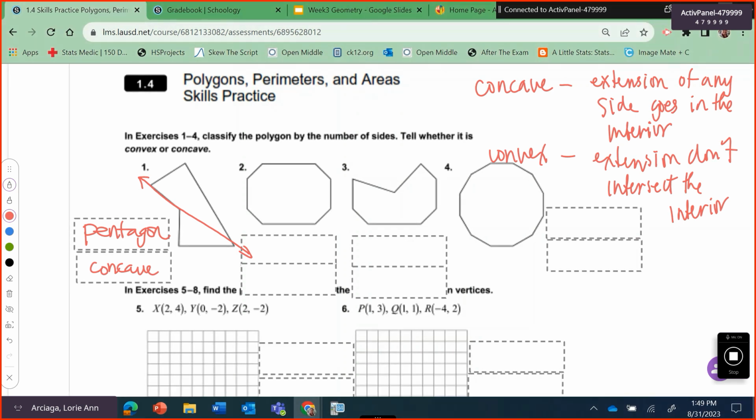Okay, give yourself one more minute, and then I'm going to teach you how to do the rest, the ones at the bottom. One more minute.